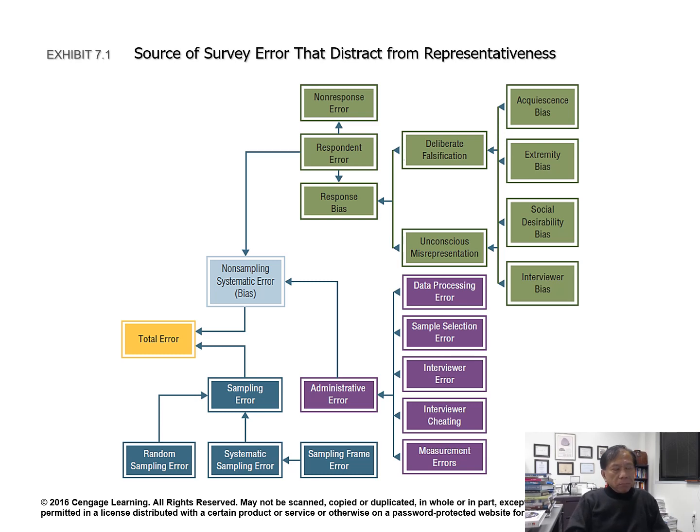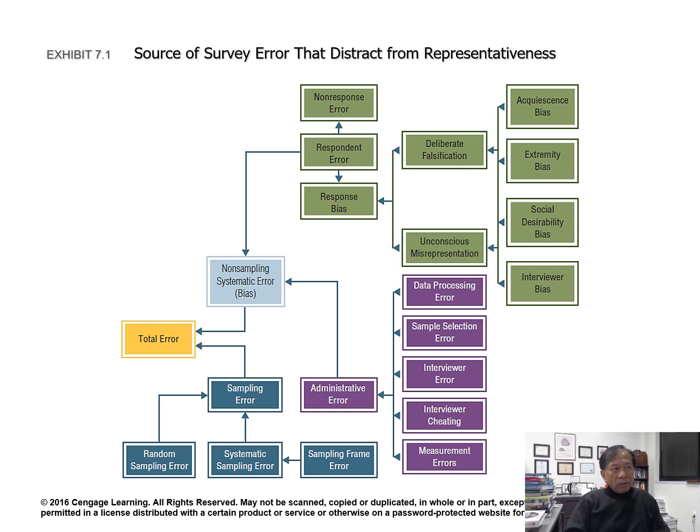In response bias, there could be two situations. It could be deliberate falsification, and it could be unconscious misrepresentation, right? If it's unconscious misrepresentation, that means someone answered incorrectly, not knowing that they did so. That's understandable. It happens, right? We're human. And there could also, bad enough, be deliberate falsification. They just falsify the numbers, falsify the answers. Is that possible? Oh, yes, it's possible.